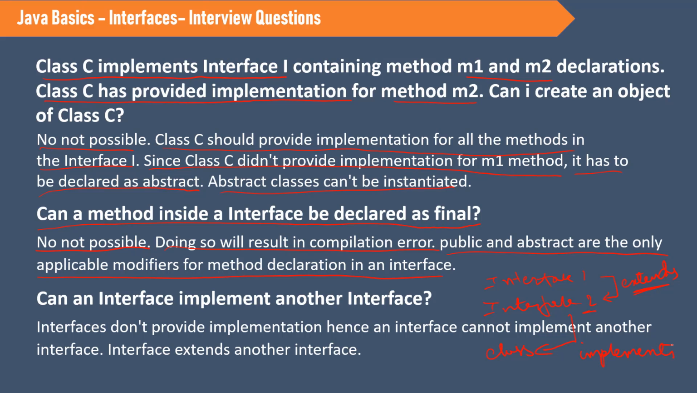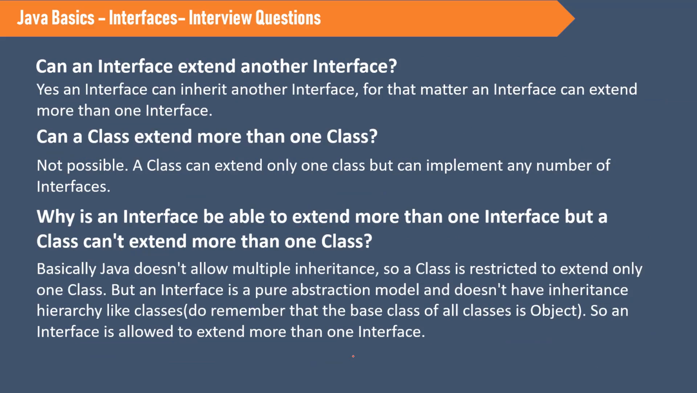So this one you have to remember. Between interfaces it is the extends keyword, and from a class to an interface it is the implements keyword. So can an interface implement another interface? Interfaces don't provide implementation, hence an interface cannot implement another interface. An interface extends another interface. Can an interface extend another interface? We have just seen it. So yes, an interface can extend another interface.